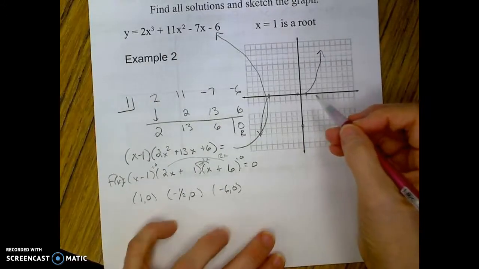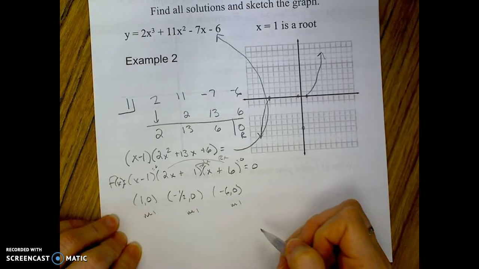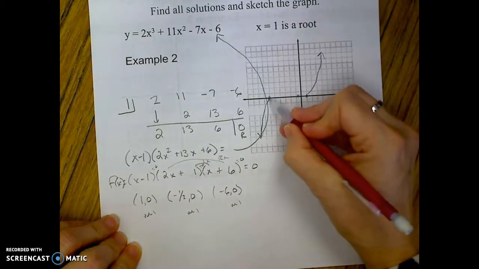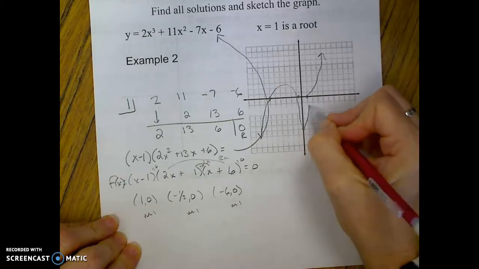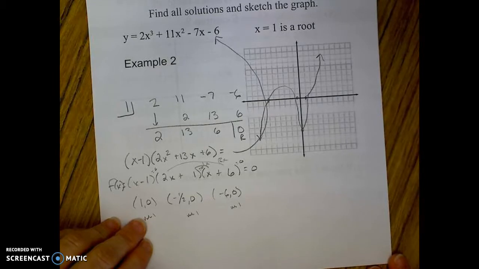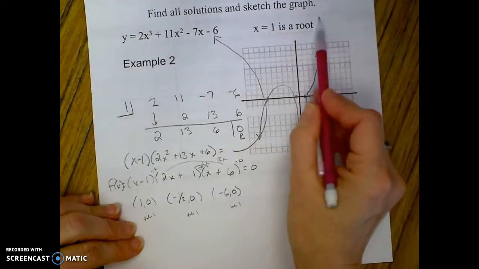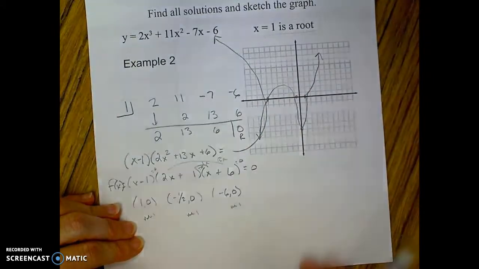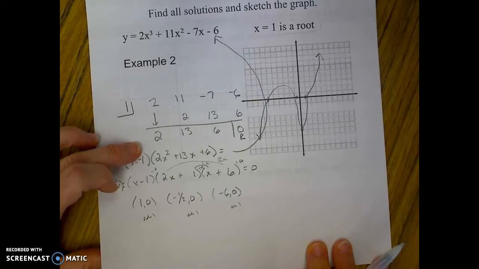And each one of those has a multiplicity of 1. So with a multiplicity of 1, we know it's going to cross. So it goes up and back down and back up, and it'll continue going up. It should look something like that. Again, I really just used a root that I was given in order to use synthetic division to find another factor.